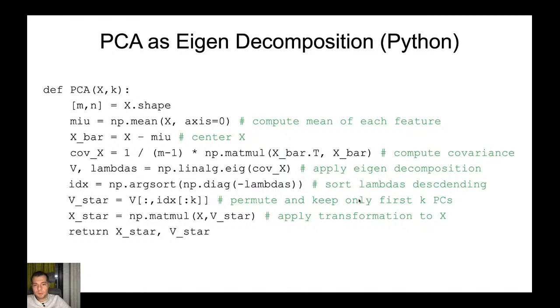In order to transform the data in the new space, we multiply the original matrix X with the eigenvectors, with this square matrix containing the eigenvectors, and this will apply the transformation, and we obtain the transformed matrix X, and here we will return this matrix.